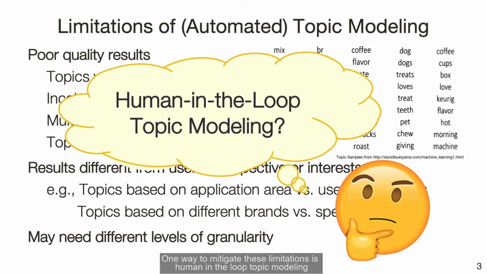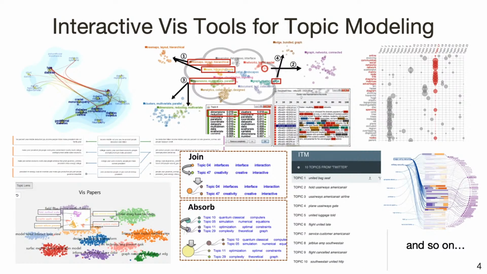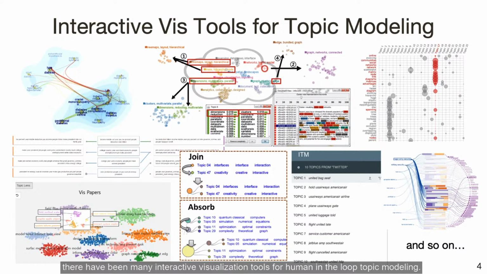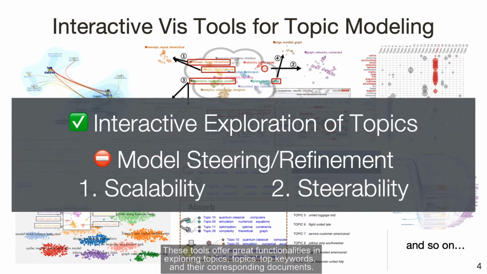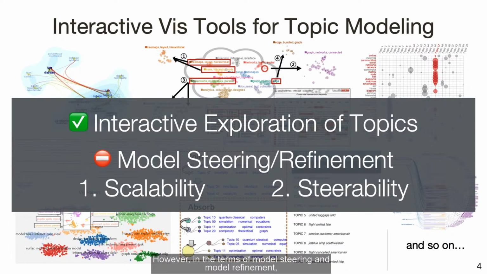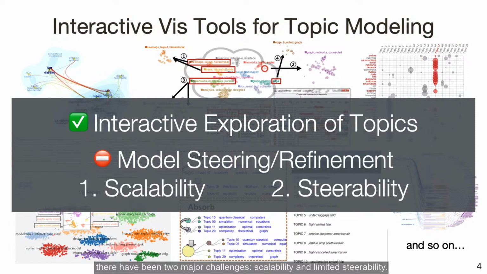One way to mitigate these limitations is human-in-the-loop topic modeling, so that users can interact with the model and steer the analytic process. In the visualization community, there have been many interactive visualization tools for human-in-the-loop topic modeling. These tools offer great functionalities in exploring topics, topics' top keywords, and their corresponding documents. However, in terms of model steering and model refinement, there have been two major challenges: scalability and limited steerability.